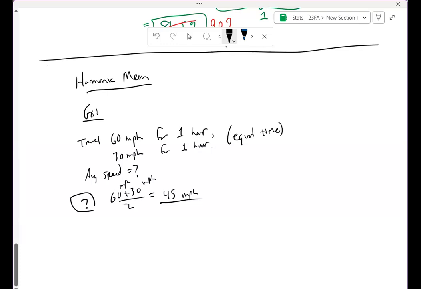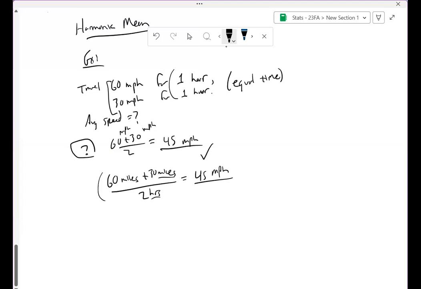How far did I travel the first hour? I traveled 60 miles. How far did I travel the second hour? I traveled 30 miles. What was the total amount of time that it took me to travel 90 miles? 2 hours. So this is 90 over 2 or 45, and my units are miles per hour. So I can compute the arithmetic mean of my two data points, 60 and 30, or I could do it the long way, and I actually do get the same answer.